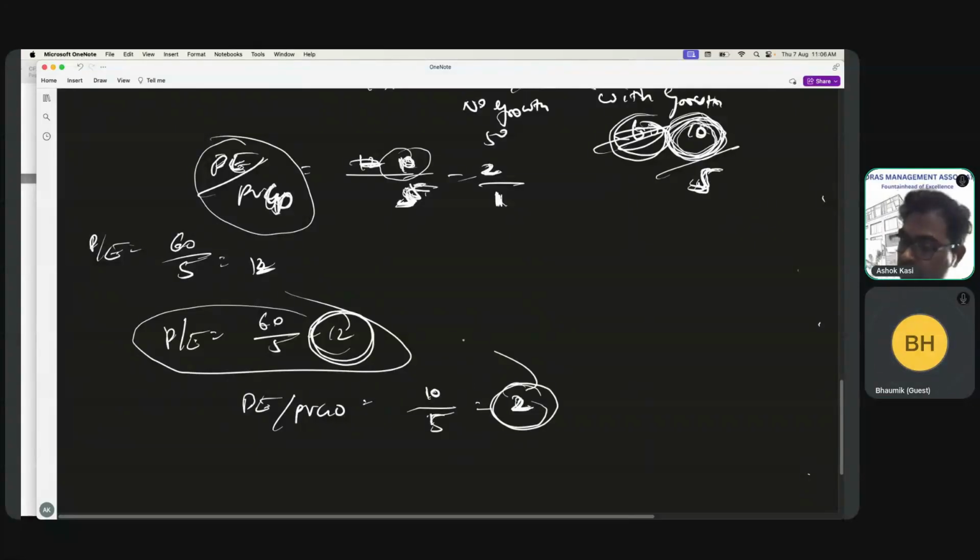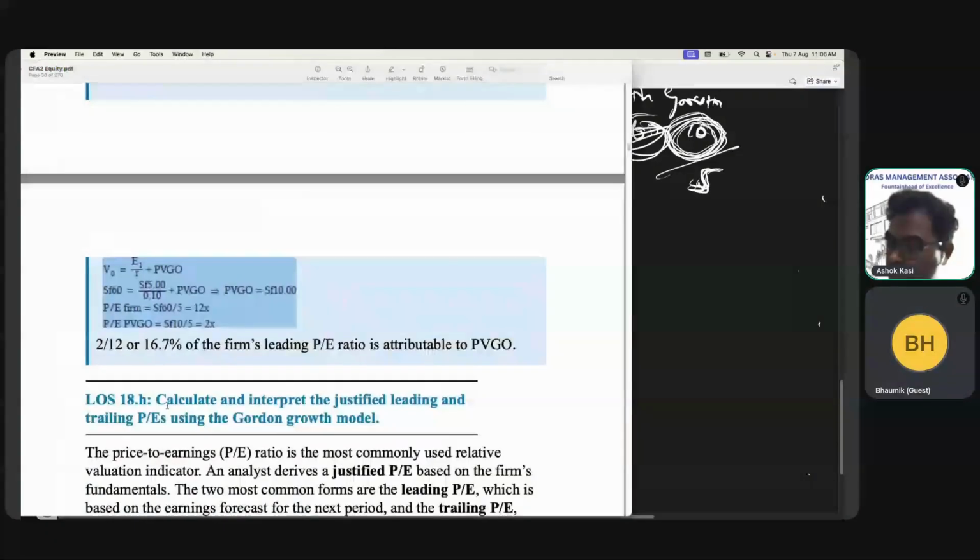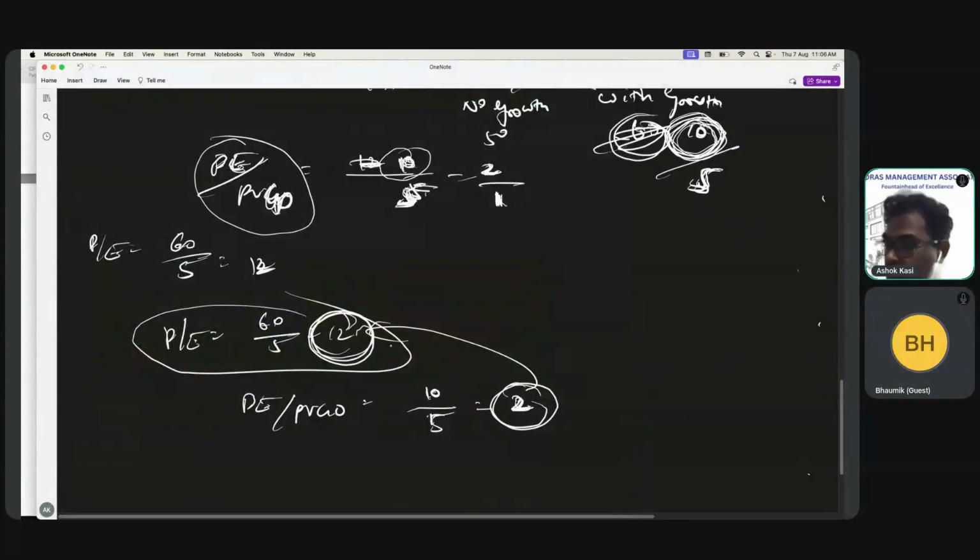So 2 rupees is coming because of growth. So 2 by 12, 16% of the firm's leading P is attributable to PVGO. So out of this 12 rupees, 2 rupees is because of the leading PE.